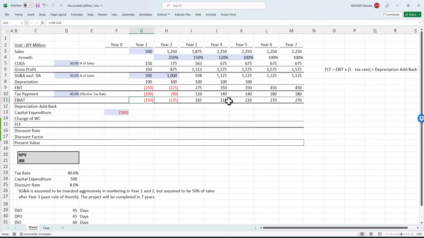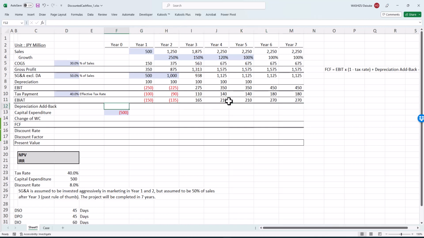Okay, so thanks to the new project, we will have a tax saving. So this represents the tax saving due to the negative profitability of the new project. That's the reason why I intentionally put the tax return even though the profitability is negative. Okay, so now we have an EBIT of negative 150 for year 1, negative 135 for year 2, and from year 3 we have a positive EBIT.